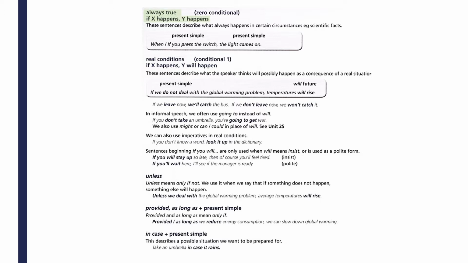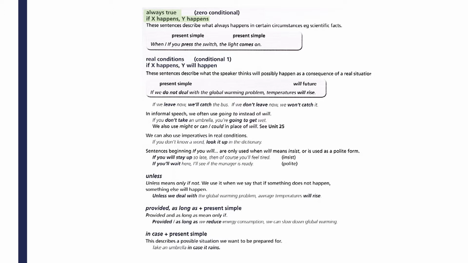Type 0 is used to describe things that are always true, like scientific facts. If you look at the sample sentence here, it says, if you press the switch, the light comes on. Regardless of time, this will always stay true. Whenever you press a switch, the light comes on.